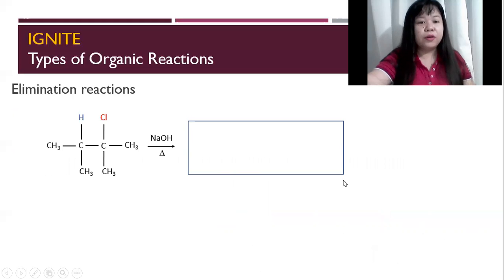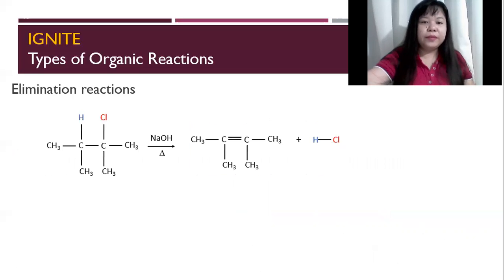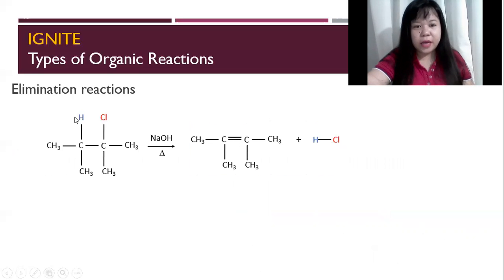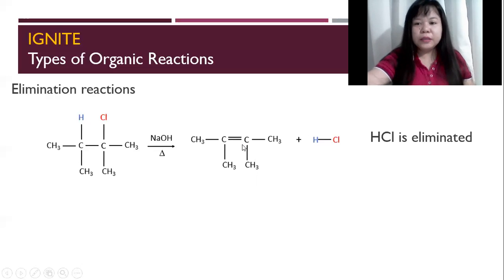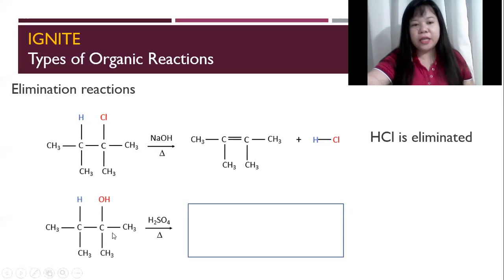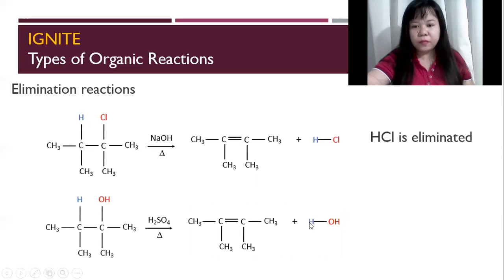So examples, yon. So this was what I was saying. In an elimination process, notice that you have displaced hydrogen and chlorine forming hydrochloric acid, and you will have the formation of a double bond here. Okay, HCl is eliminated, and in the next example, you have H and OH. Therefore, you'd have an alkene and the displacement of HOH or water.